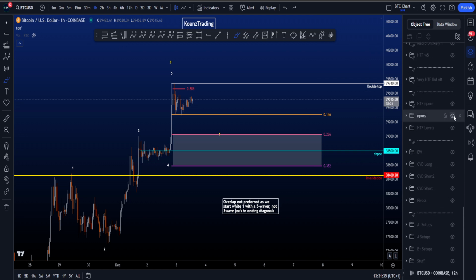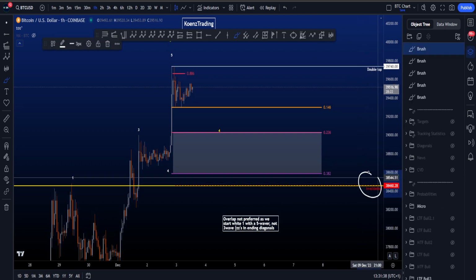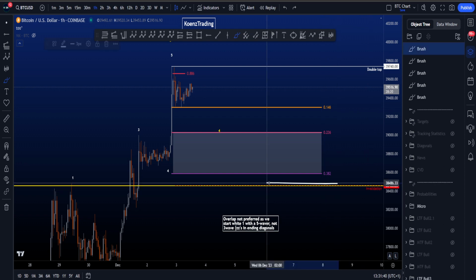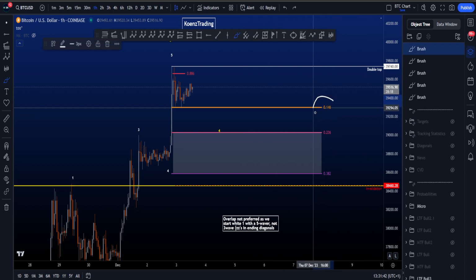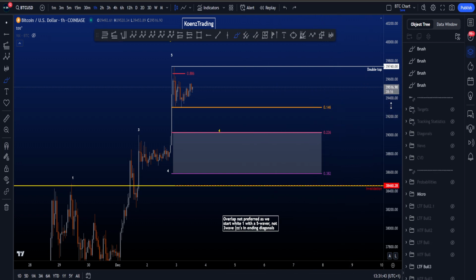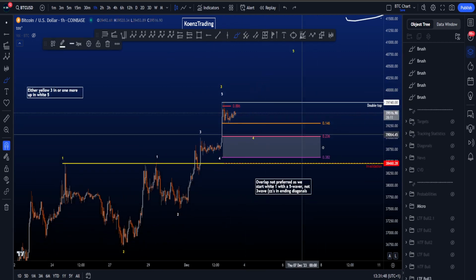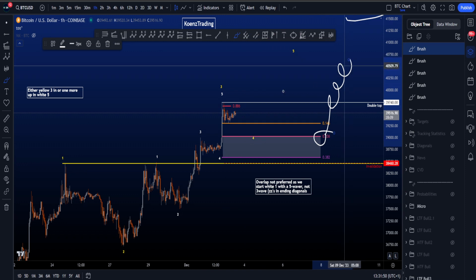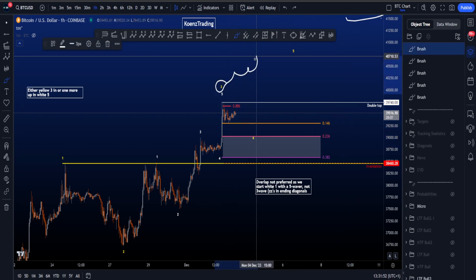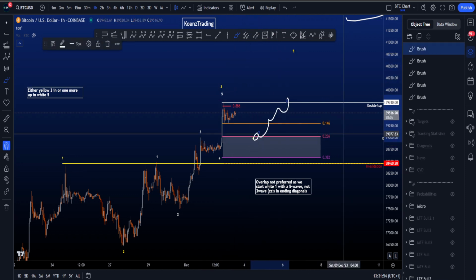So that would be a level that I'm keeping my eye on. Clear invalidation, right? 38.4k. We don't want to see the overlap. And the 0.146 is a rare target for a wave 4. So again, if price just keeps pushing, these fibs will move to the upside as well as this wave 3 will move to the upside, and therefore 4 to the upside as well.